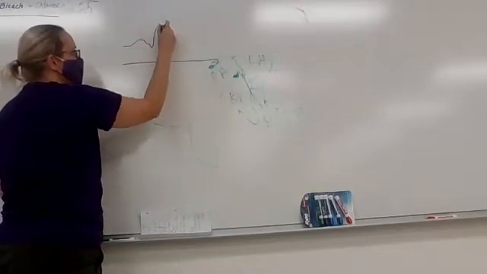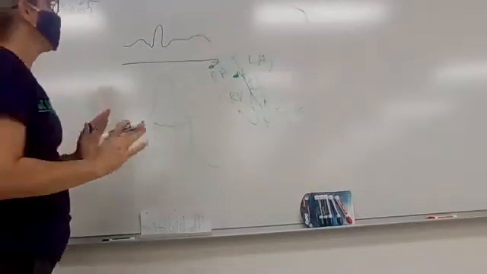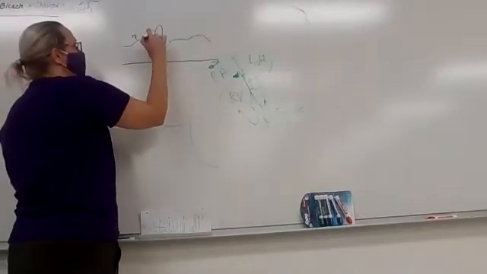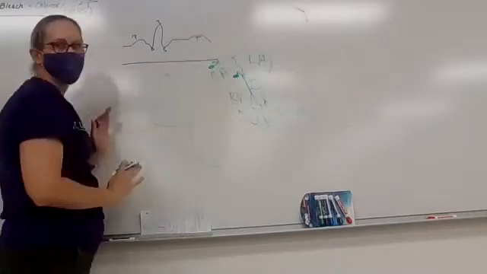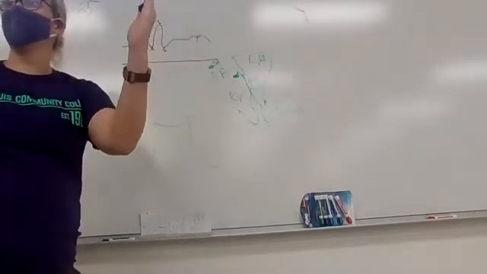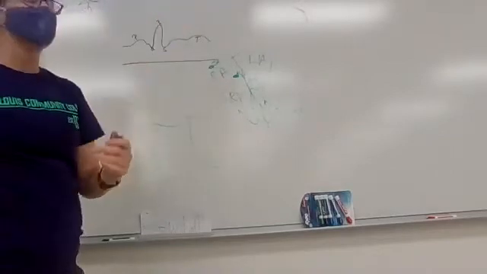And so when we look at an EKG, we have a line, and we usually see a P wave, we see a QRS, and then we see a T wave. And that usually represents one cardiac cycle, seeing those three waves, okay?